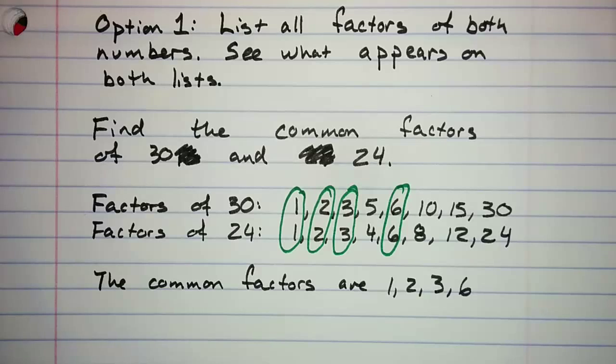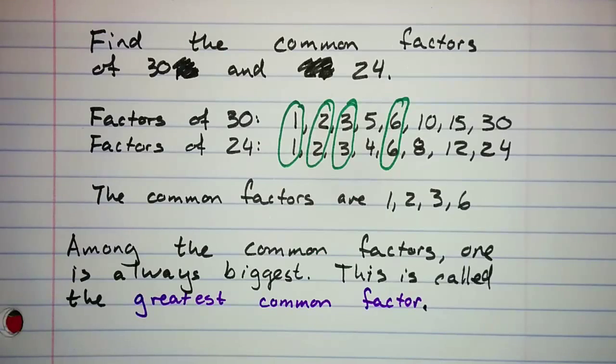Now, one term we might mention. Notice that on our list of common factors, one of them is always going to be biggest, right? They don't go on forever because they're always less than our two numbers. The common factor that is biggest is called the greatest common factor.